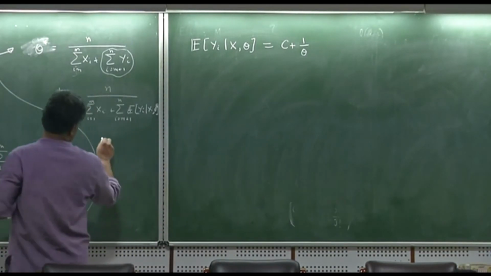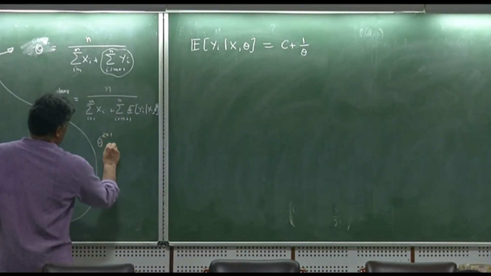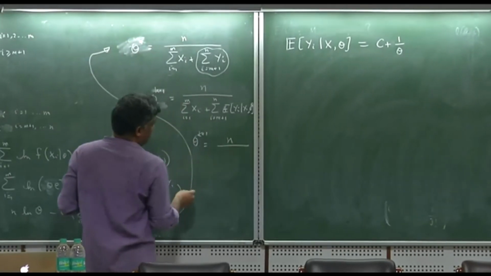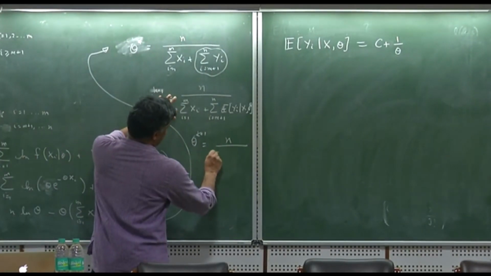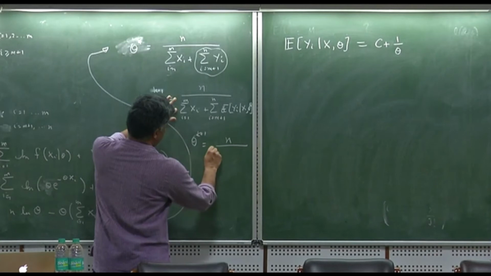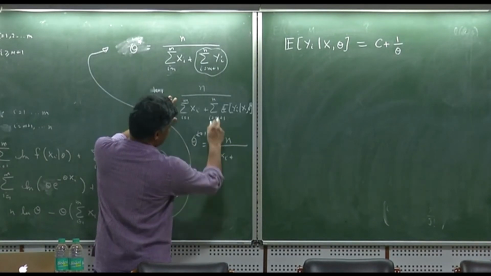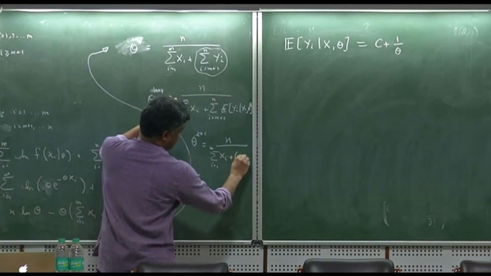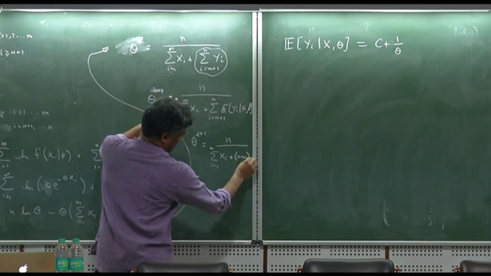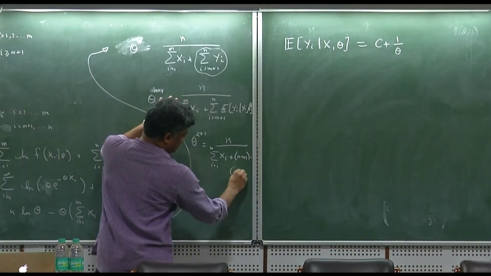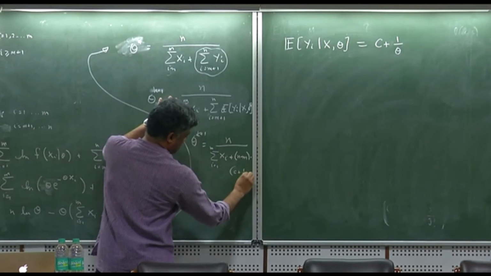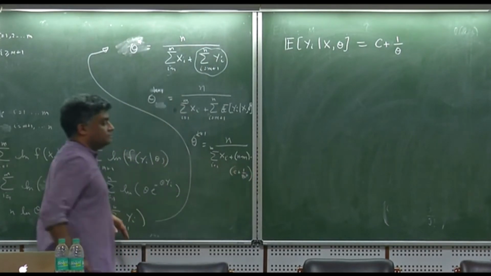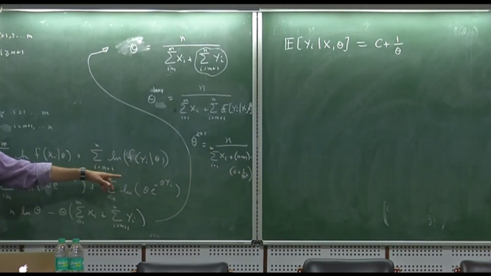So this thing, theta k plus 1 is equal to n over the summation of i going from 1 through m of xi plus the leftover guys, which is n minus m, dotted with c plus 1 over theta, and this is theta k. Now iterate this, you'll get the answer.